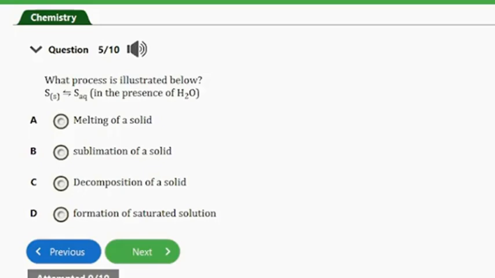The process illustrated is the formation of a saturated solution, because a saturated solution is a solution in which the maximum amount of solid has been dissolved in a solvent at a given temperature. So guys, you've seen this equation. The solid has actually been dissolved to give an aqueous solution. So that's the formation of a saturated solution.